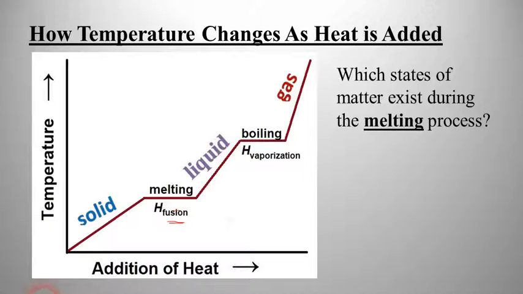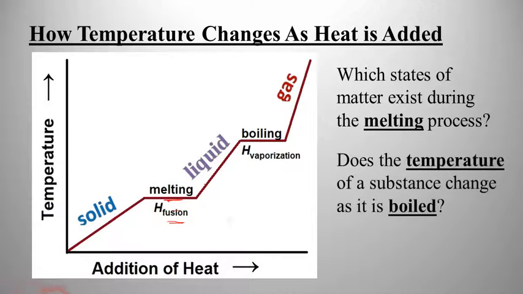So let's answer these questions here. Which states of matter exist during the melting process? Hopefully we can see that it is a transition between solid and liquid, so it would be the solid and liquid phases at that point. Next question: does the temperature of a substance change as it is boiled? During the boiling process, we can see that the temperature is stable, so the answer is no.